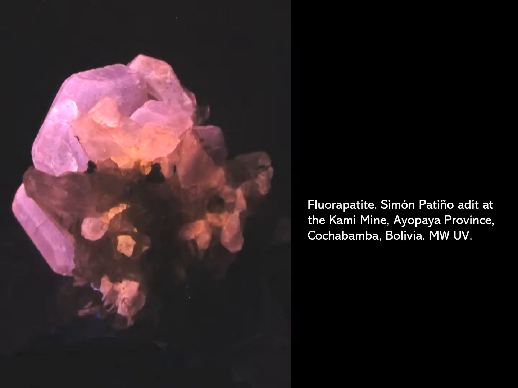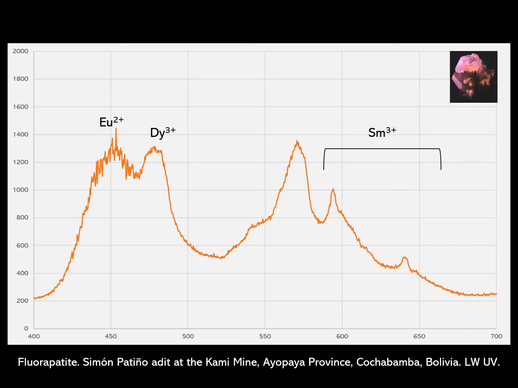Our next example is from another mine in Bolivia, with this fluorapatite luminescing more of an orange to pink color. This is a very different, distinct spectra to what we've been seeing before, where you have europium 2+ and dysprosium 3+ peaks being very close together, and those 3 broader samarium 3+ peaks towards the upper half of the spectra. Note that because these peaks are a little broader, it's possible that there's, again, coactivation with manganese.